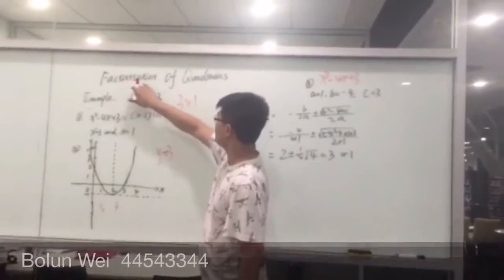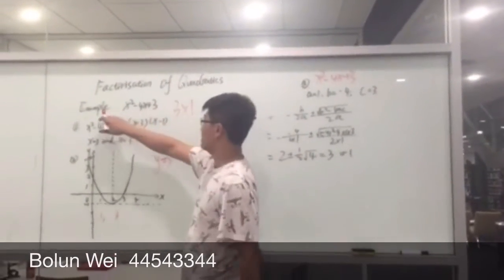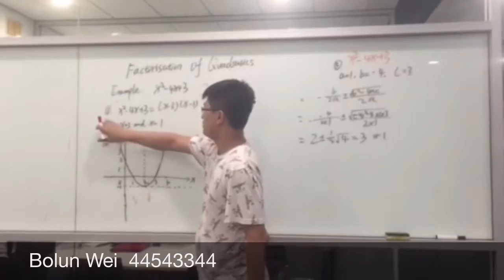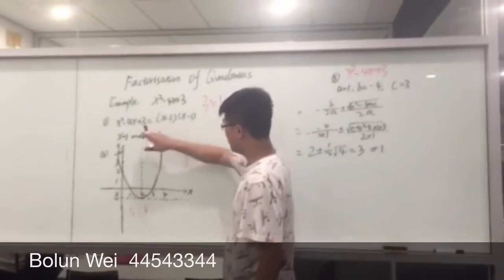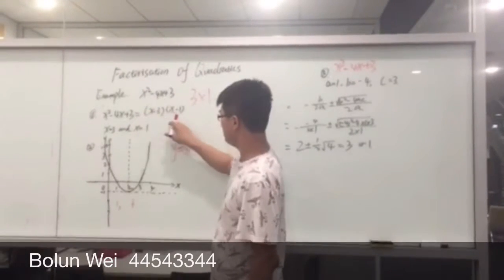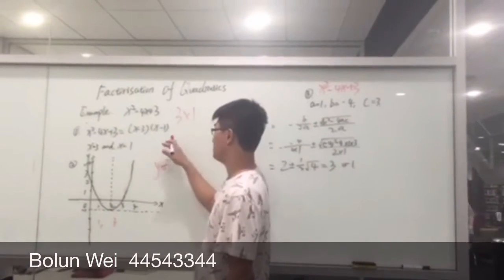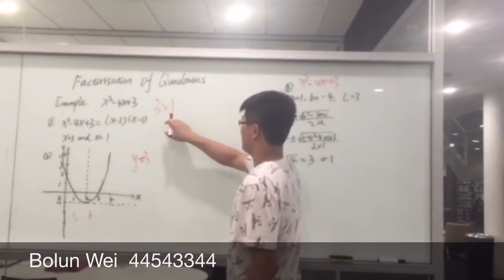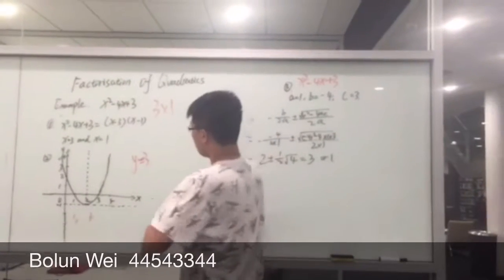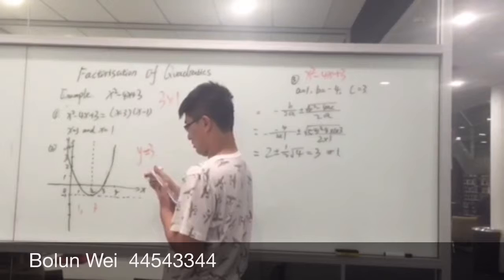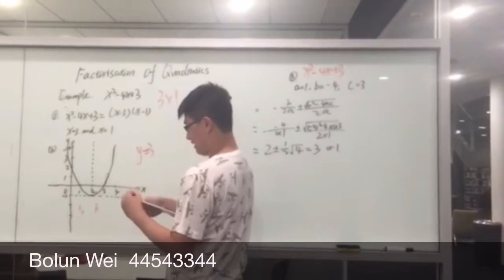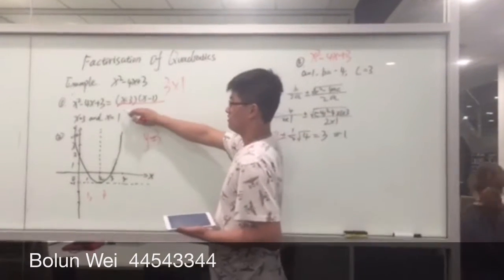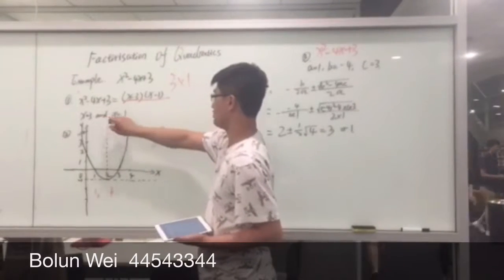In the factorization of quadratics, we look at the example x squared minus 4x plus 3. The first method: we look at the equation and we can see that there are only a few possibilities, so we write the equation like this. So we solve the answer: x equals 3 and x equals 1.